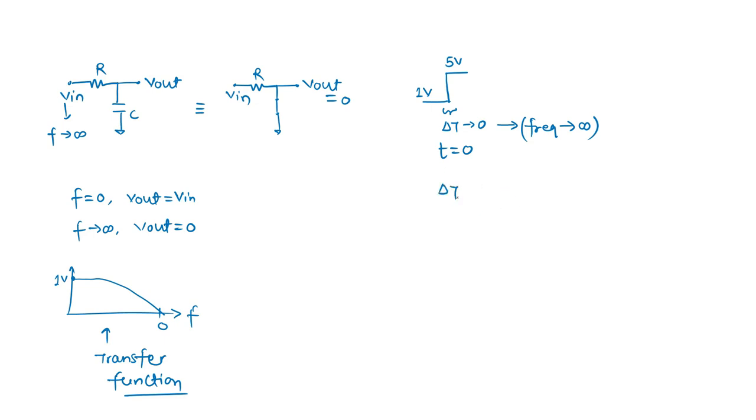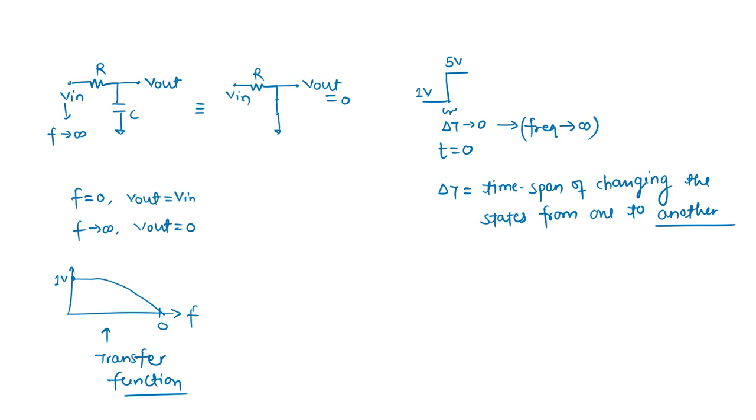Delta t simply means the time span of changing the states from one to another. So delta t is that span of time. If delta t is nearly zero, it means the frequency is nearly infinite. That way usually we see when we apply the step signal at t equal to zero, t equal to zero means frequency is equal to infinite.